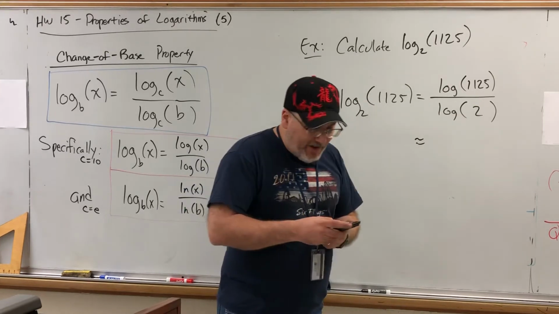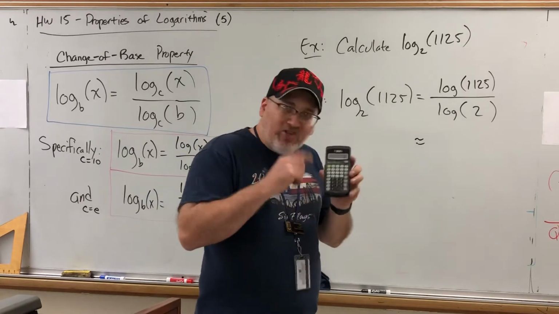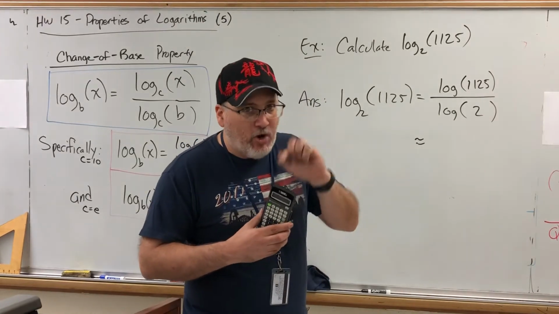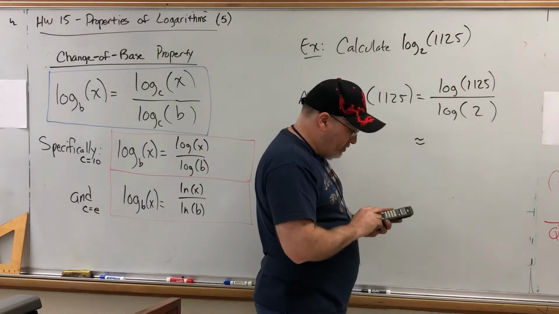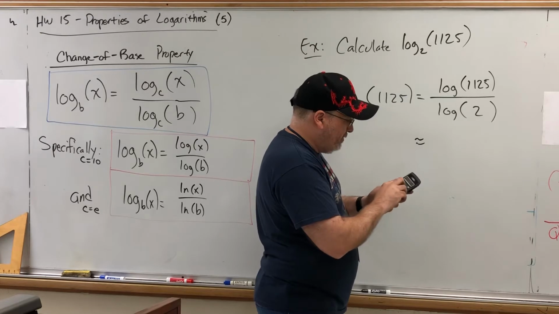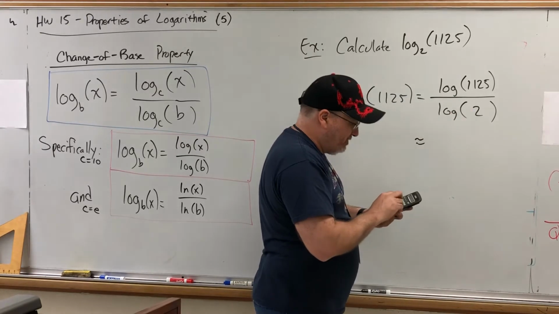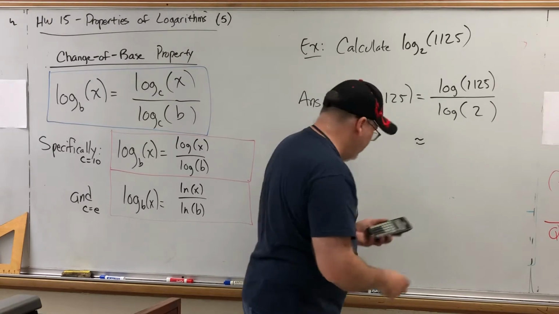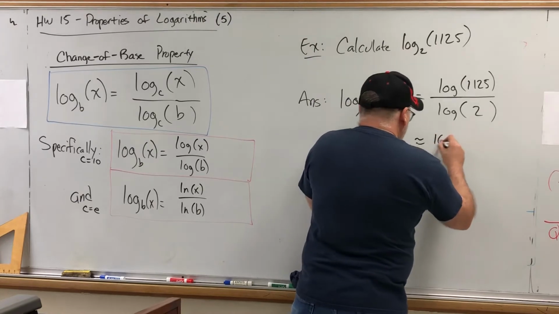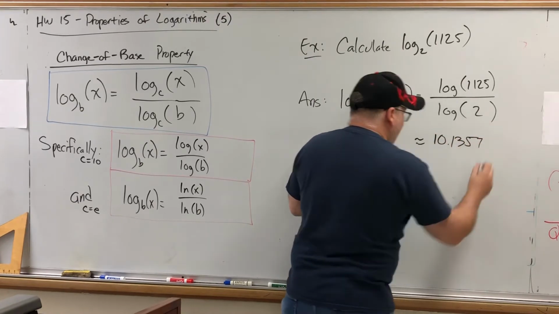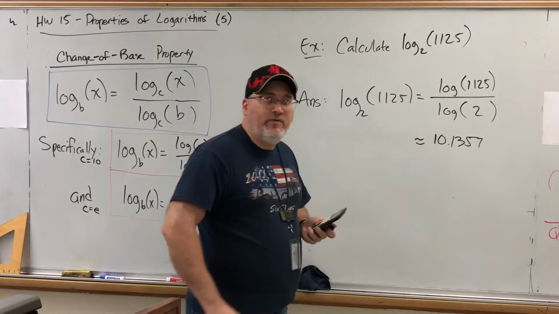But to use a one-line calculator, here's what you need to know. A calculator like this, when you press log, it takes the log of the number that is already there. So if I want to do this, I have to type the 1125 first, then press log, divided by. For this, I have to press 2 first and then type log, and then press equals to finish it. So to 4 decimal places, I get approximately 10.1357. I highly recommend pausing the video right now. Try to put this in a calculator and see if you get that.